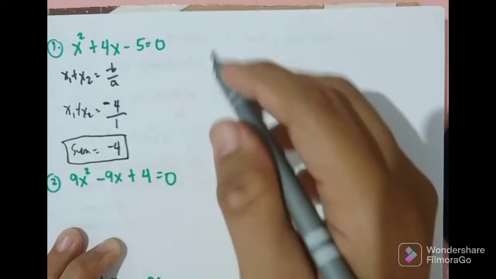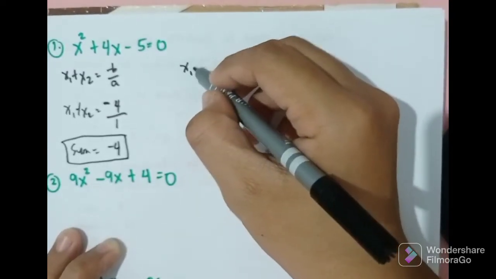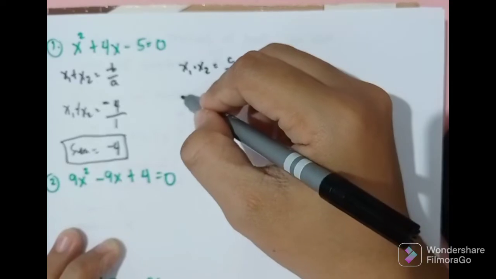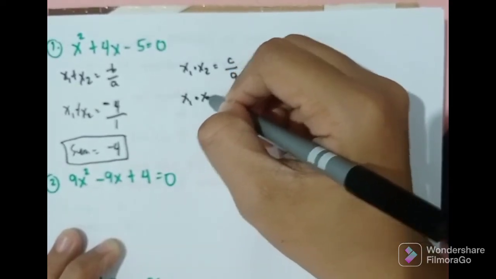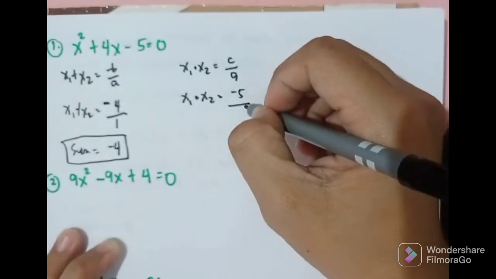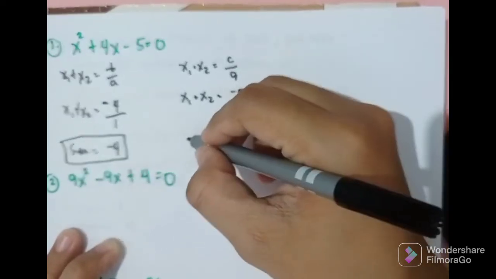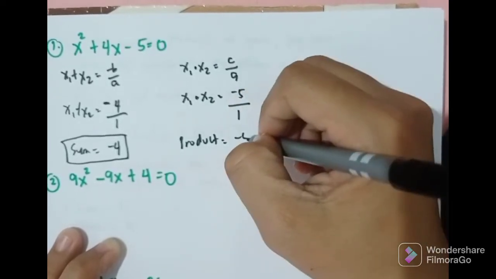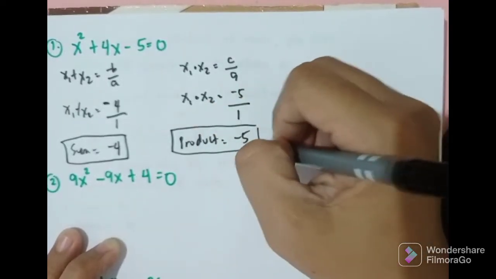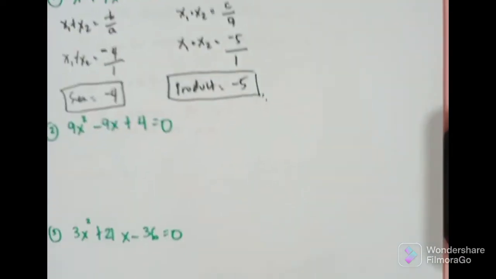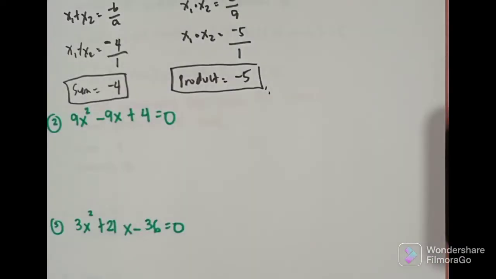How about the product? So, x sub 1 times x sub 2 is equal to c over a. So, our x sub 1 times x sub 2 is equal to c, that is negative 5, all over a, that is 1. Or simply, our product is equal to negative 5. Okay, basic, right? So, number 2, we have 9x squared minus 9x plus 4 is equal to 0.